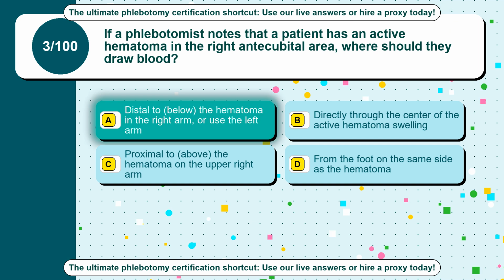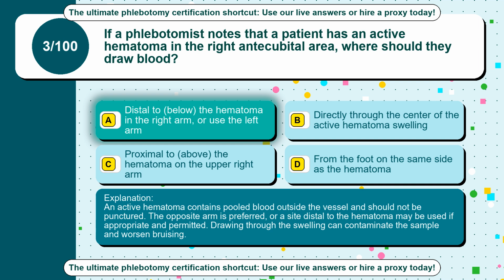The correct answer is option A, distal to (below) the hematoma in the right arm, or use the left arm. An active hematoma contains pooled blood outside the vessel and should not be punctured. The opposite arm is preferred, or a site distal to the hematoma may be used if appropriate and permitted. Drawing through the swelling can contaminate the sample and worsen bruising.